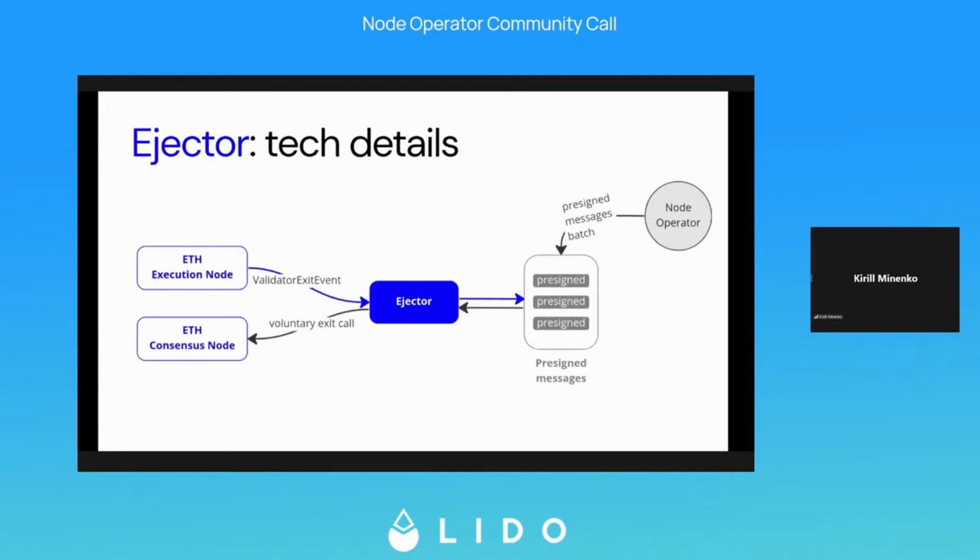There are some technical details here about the Ejector. It will need execution and consensus nodes and a bunch of pre-signed exit messages. Pre-signed messages can be created with public and private keys of validators with tools like ETH2 and other tools. Public keys of the oldest validators can be obtained from KAPI.